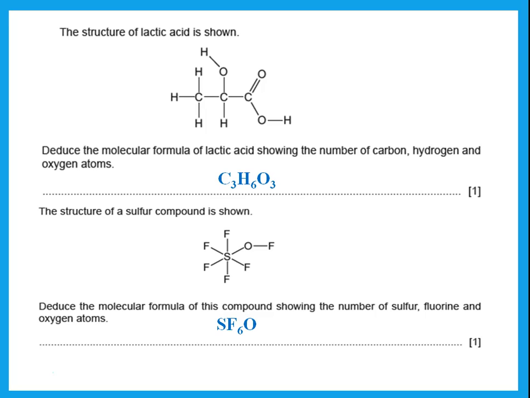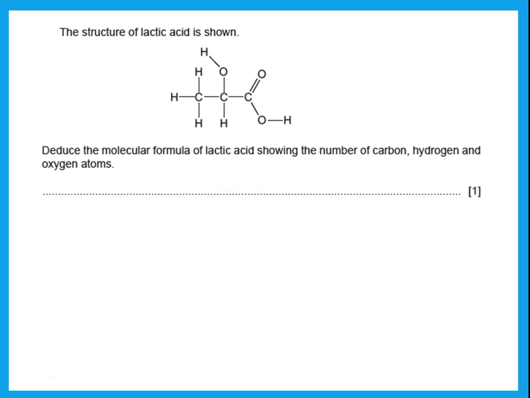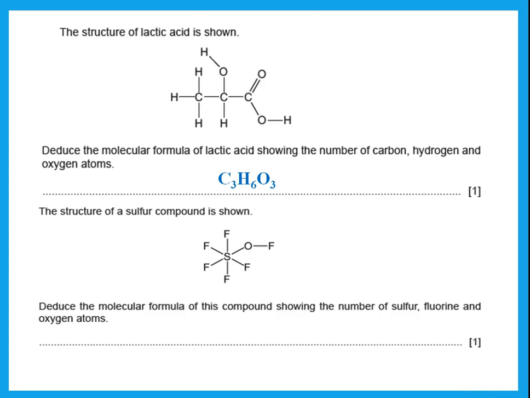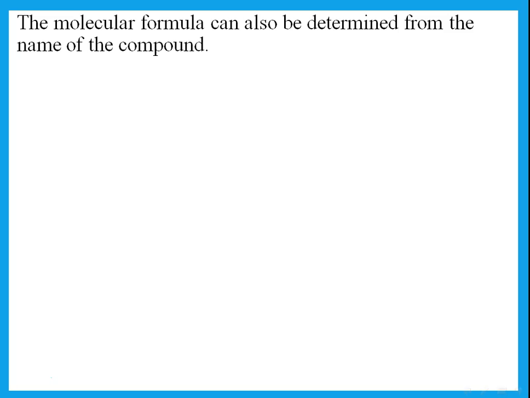When you have a compound like the one on top, if you have carbon and hydrogen, the carbon comes first and then the hydrogen and then the oxygen. If you have one like the previous one where we had a metal and then non-metals, usually the metal comes first. Okay, but then you can also write the molecular formula from the name of the compound.